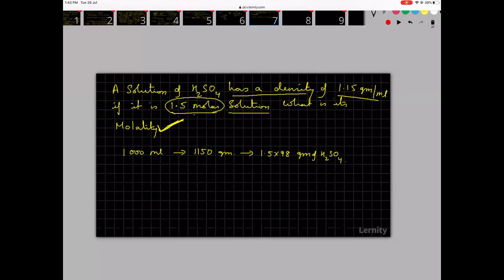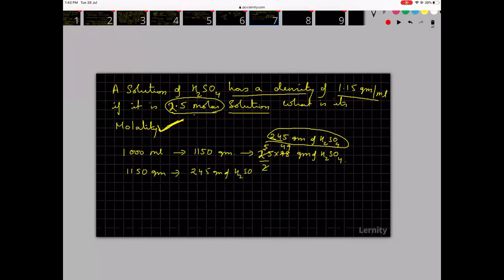So just to make sure that it doesn't, I can change the number. So I am changing it to 2.5, just for that only, no other reason. So this is 5 by 2. So 2 will make it 49. So 5 into 49 will become 245 grams of H2SO4. That means in 1150 grams I have 245 grams of H2SO4.